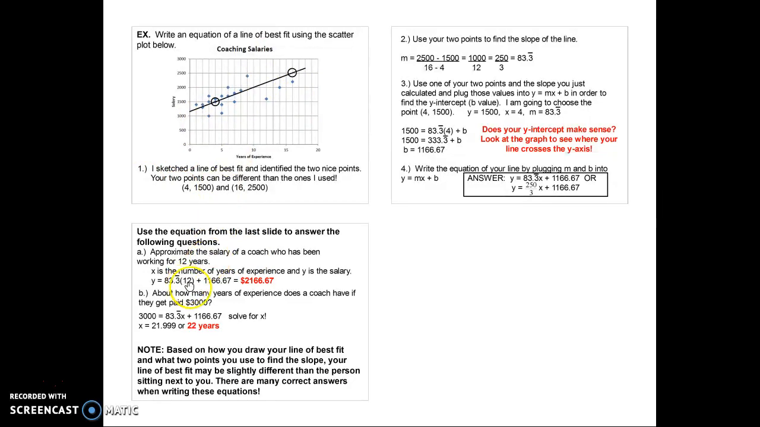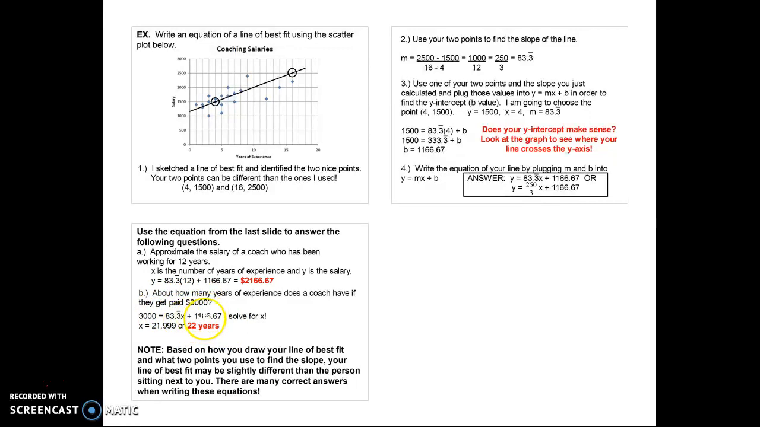Okay, so it's just plugging the value in where it should go. Sometimes it's going to go in for x, sometimes it's going to go in for y. It just depends on what information you're given. So make sure you go back to your actual graph and see what your x-axis was representing and what your y-axis was representing. Part B says about how many years of experience does a coach have if they get paid $3,000? So now in this case, I know the salary. I know they're making $3,000. That's my y value. So here I have to plug this in for y and solve this equation for x.